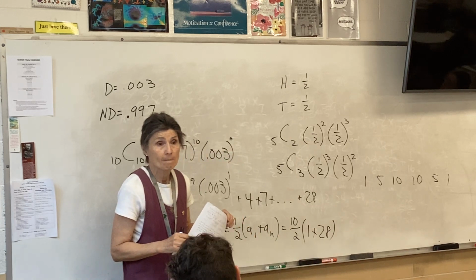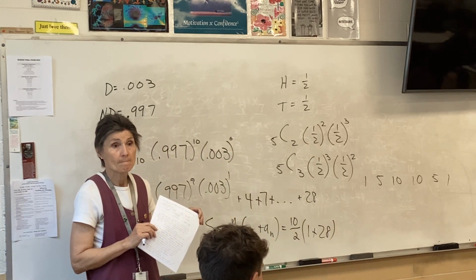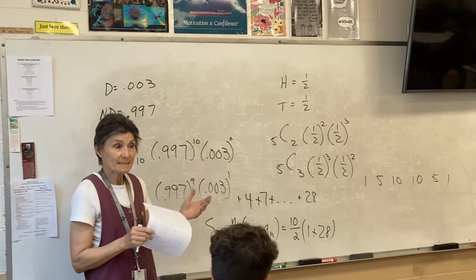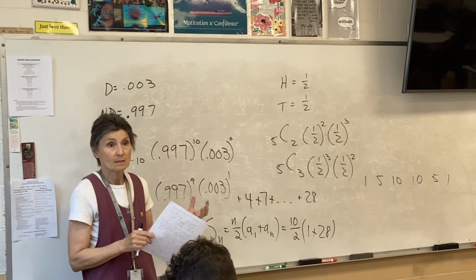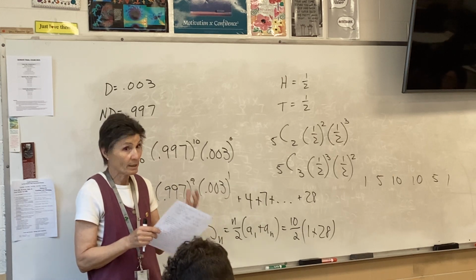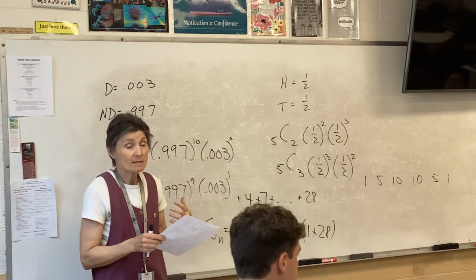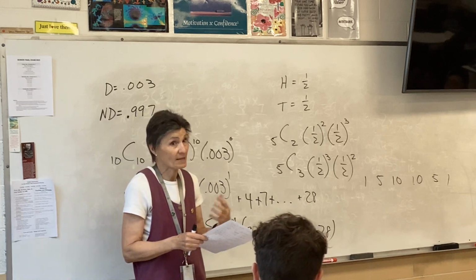I just had a question about the last one. How do you know when you use like 10C10 or like 10C1? Well, it depends how many you want. In this case, we want it all to be not defective. So you use 10C10. If I wanted the second one to be defective, then it would be 10C1. Oh, so it's how many you want? Yes.